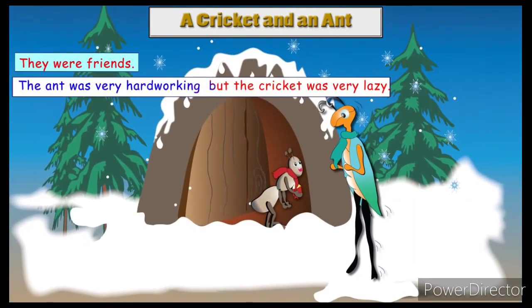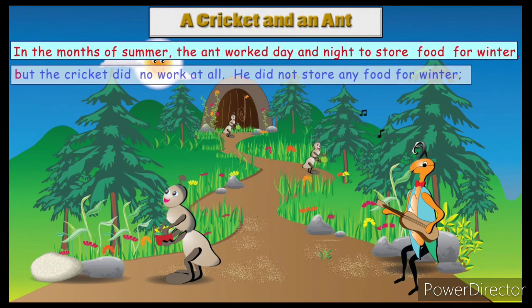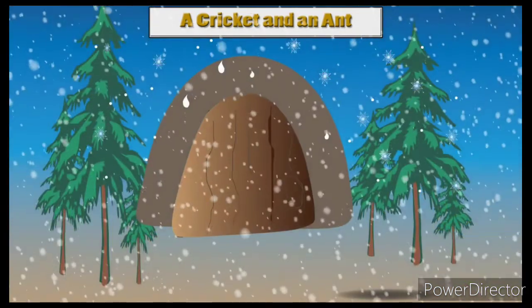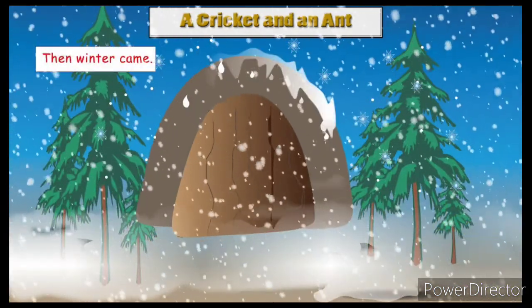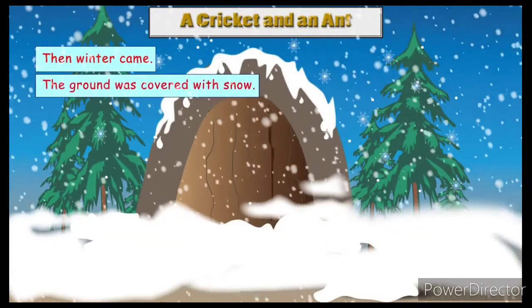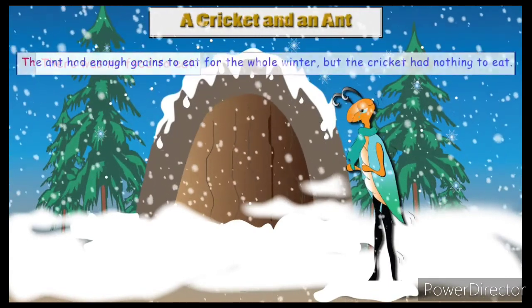In the months of summer, the ant worked day and night to store food for winter. But the cricket did no work at all. He did not store any food for winter. He just sang. The winter came. The ground was covered with snow. There was no food to eat. The ant had enough grains to eat in the whole winter, but the cricket had nothing to eat.